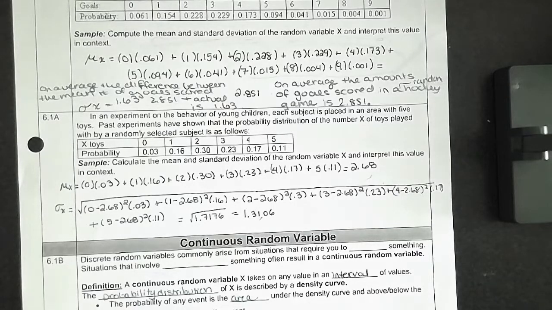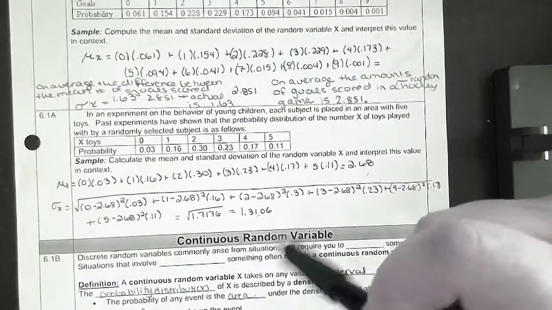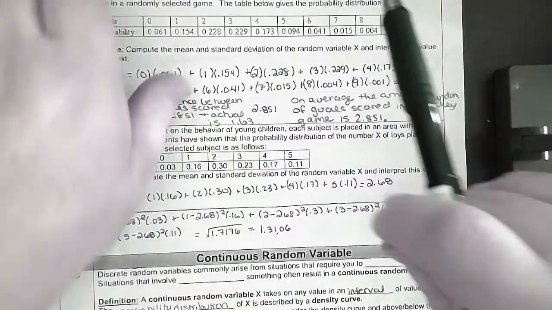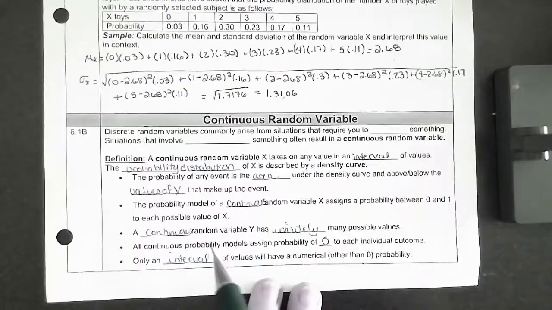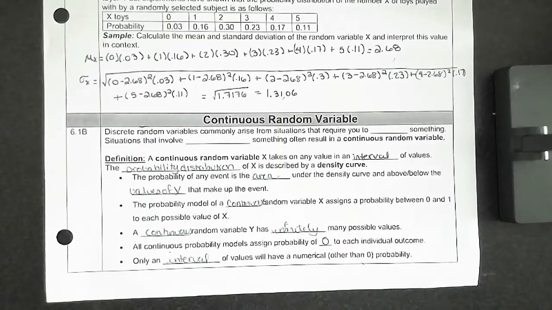So a continuous random variable, I didn't fill this part out, so please forgive me. In this one right here, 6.1b, a continuous random variable takes on any value in an interval of values. And the probability distribution of x is described by a density curve. Okay? The probability of any event is the area under the density curve below the values of x that make up that event. So what I'm talking about here is we're going to be using table A again, or normal CDF. Okay?